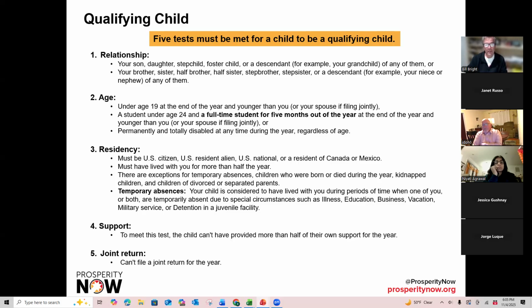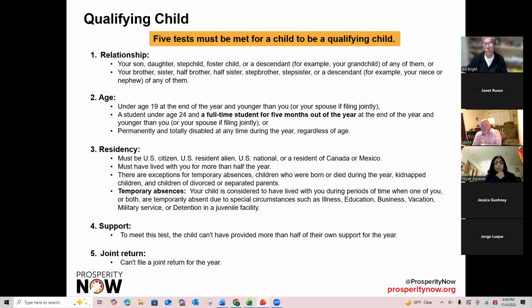Residency: must be a U.S. citizen, U.S. resident alien, U.S. national, or a resident of Canada or Mexico. Must have lived with you for more than half the year. There are exceptions: children that are born or die during the year, kidnapping, or children of divorced or separated parents, and that last one gets a little tricky.